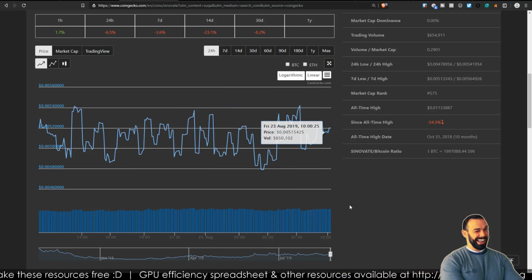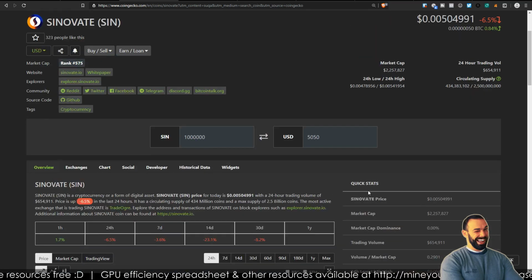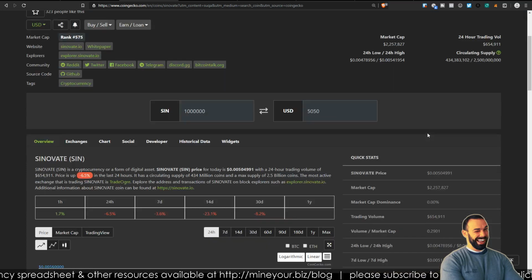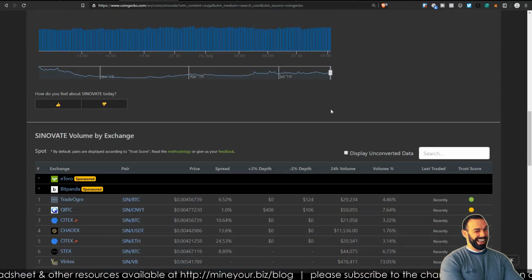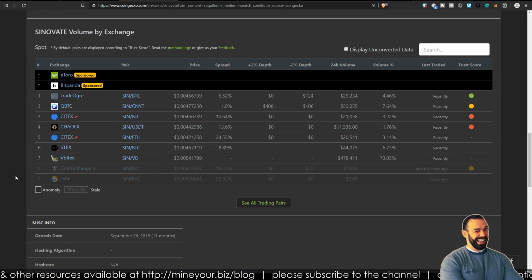Daily volume, not so bad as far as getting involved in trading. And then the market cap, just over $2 million. So it is, I think by most people's measure, a healthy project, and you can see it right here, as well as the volume by exchange. Looks like, wow, we've got Trade Ogre QBTC is really high, 50,000 daily. Citex 21,000. Chowx. Stex, nice. That's great to see that.